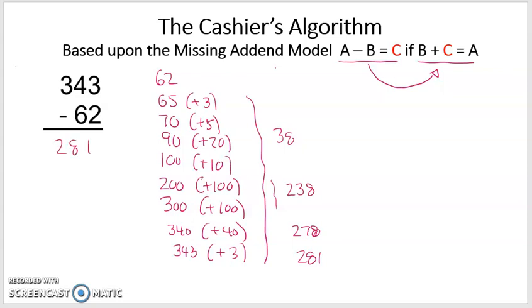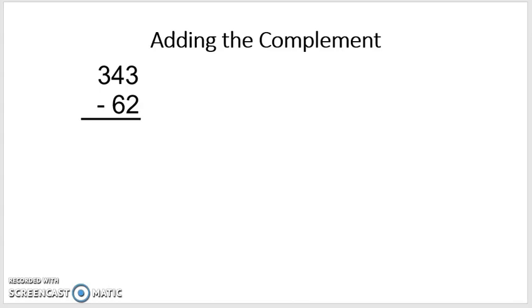The second algorithm that we're going to discuss is called subtracting by adding the complement. And adding the complement, first of all, is based on the top number. So we're going to be working in terms of essentially hundreds. We're going to find the complement of what we're subtracting. If we're working in hundreds, what do we need to add to 62 to get to 999, because we're in hundreds. So 62 plus W, for what, equals 999.